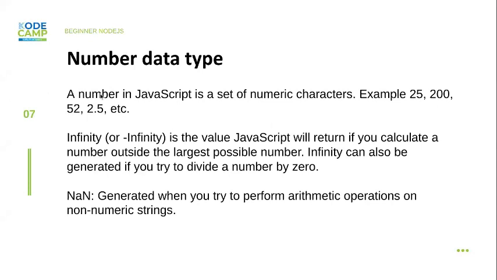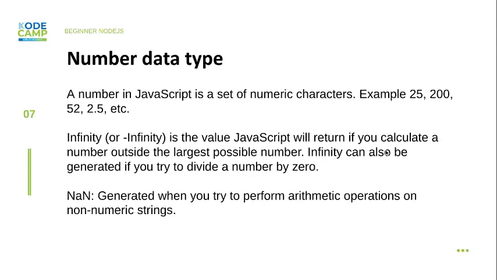Okay, so now we have talked a lot about JavaScript string. Let's go to number. What's the number data type? The JavaScript number data type is a set of numeric characters, right? So example 25, 200, 2.5. Then we also have special number types which are like infinity or negative infinity, right? This is the value returned if you calculate a number outside the largest possible number that JavaScript can handle.